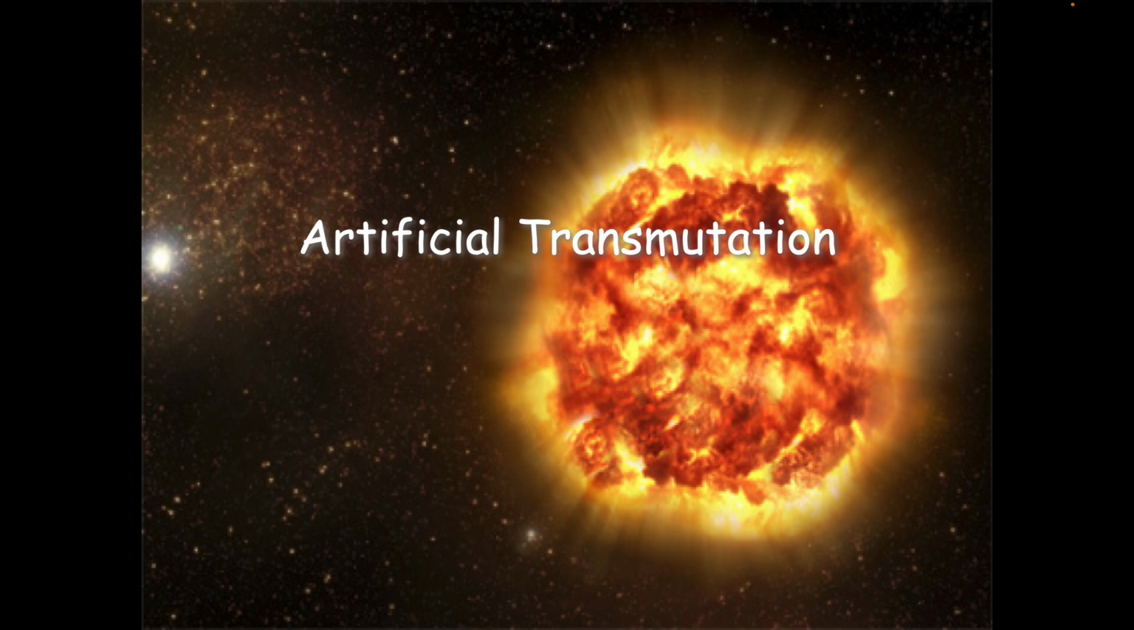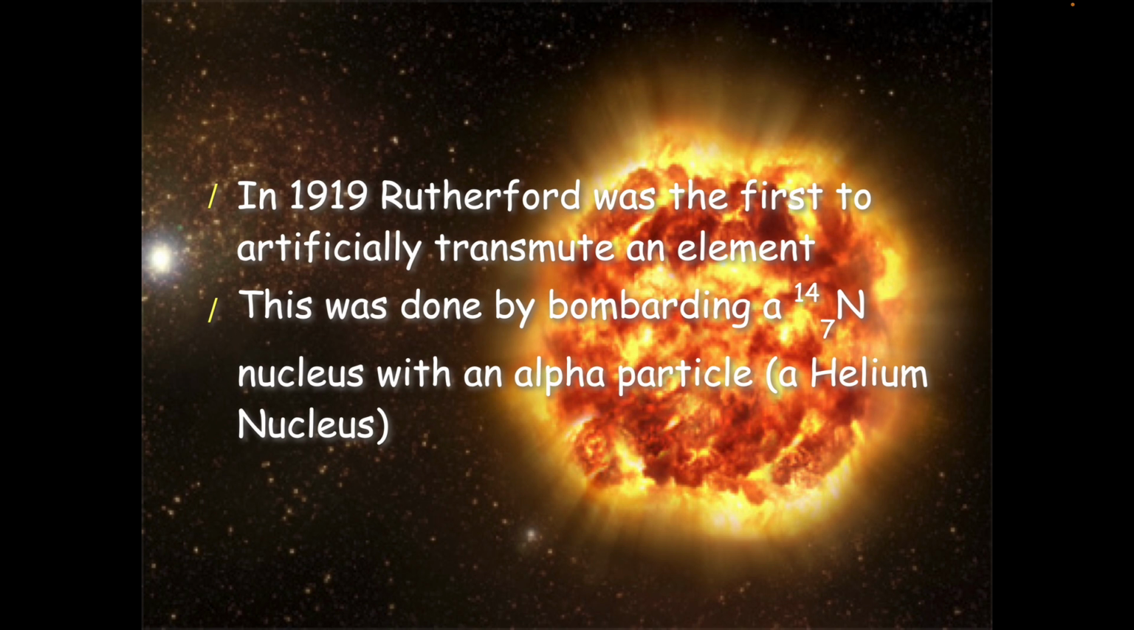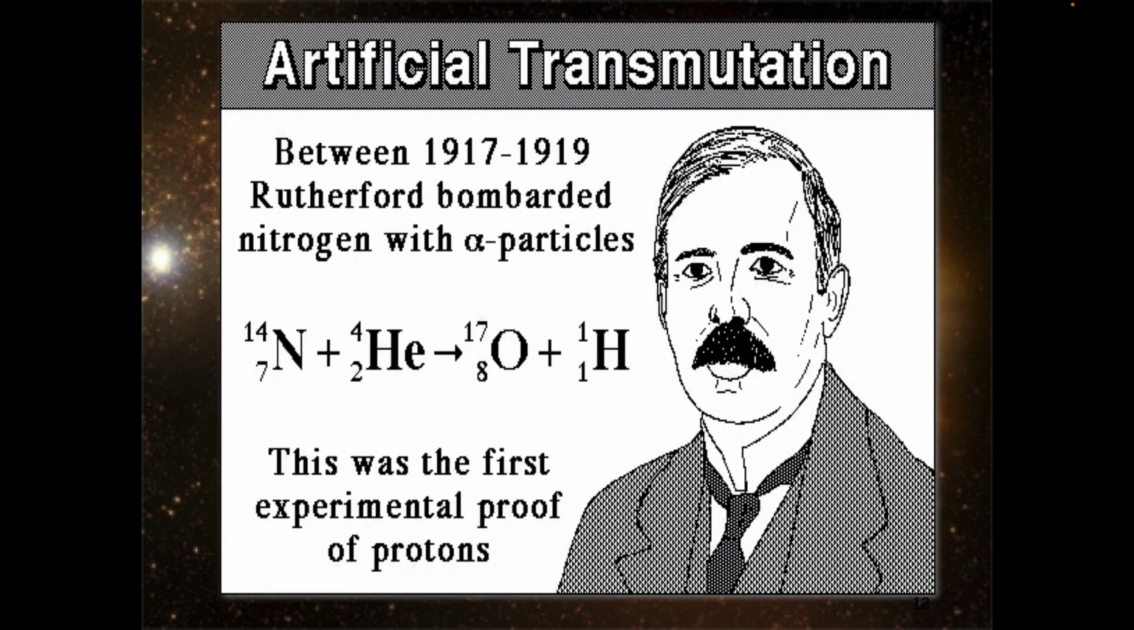Now we want to talk about artificial transmutation. In 1919, Rutherford was the first to artificially transmute an element. This was done by bombarding a nitrogen-14 nucleus with an alpha particle, which is a helium nucleus. Part of the helium nucleus stuck, and you ended up changing the nitrogen into oxygen. This was the first experimental proof of protons, because you were left with a hydrogen atom at the end of it.